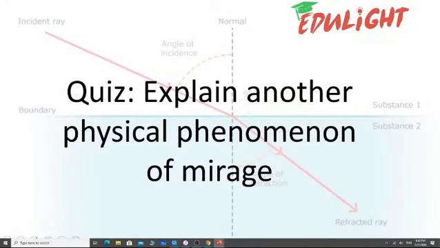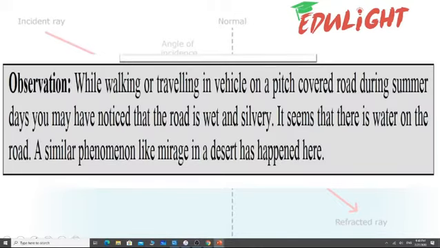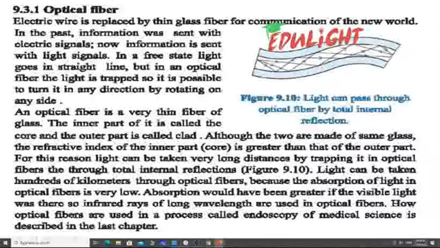And this is another quiz for you: explain another physical phenomenon of mirage, which is also seen on the pitch for vehicles. If you read about that, you will find it.